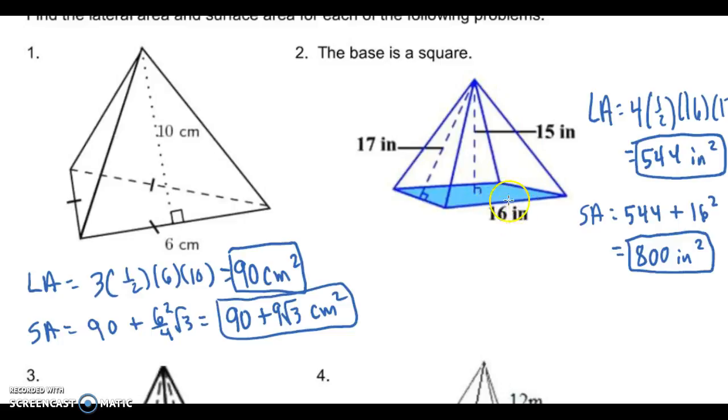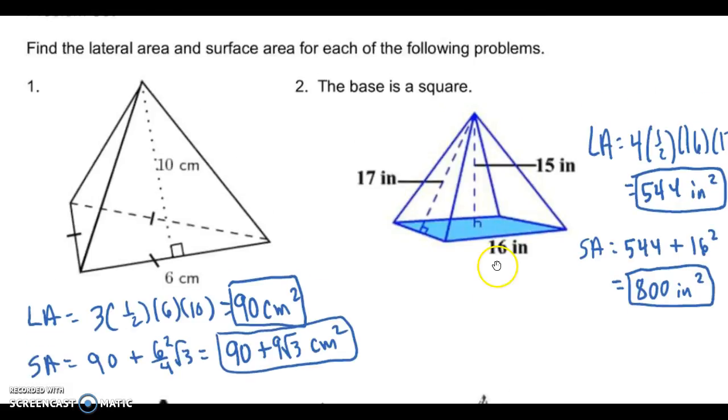So to find the lateral area, you find the area of one triangular face, a base of 16, a height of 17, 1/2 of that, and there's 4 of them, so we end up getting 544 square inches. And for the surface area then, we're going to add in our square base. So to 544, we're going to add 16 squared, just happens to be 256, put them together, and we get 800 square inches.